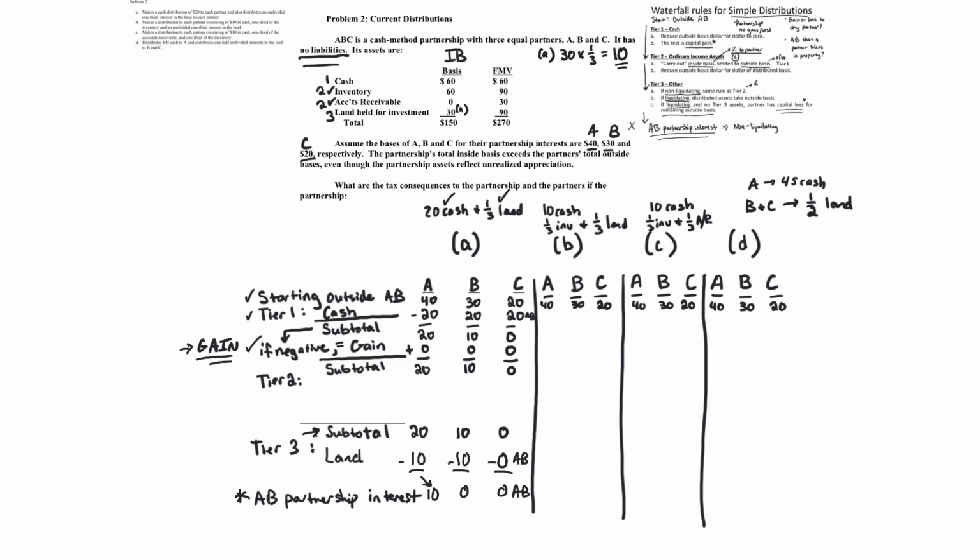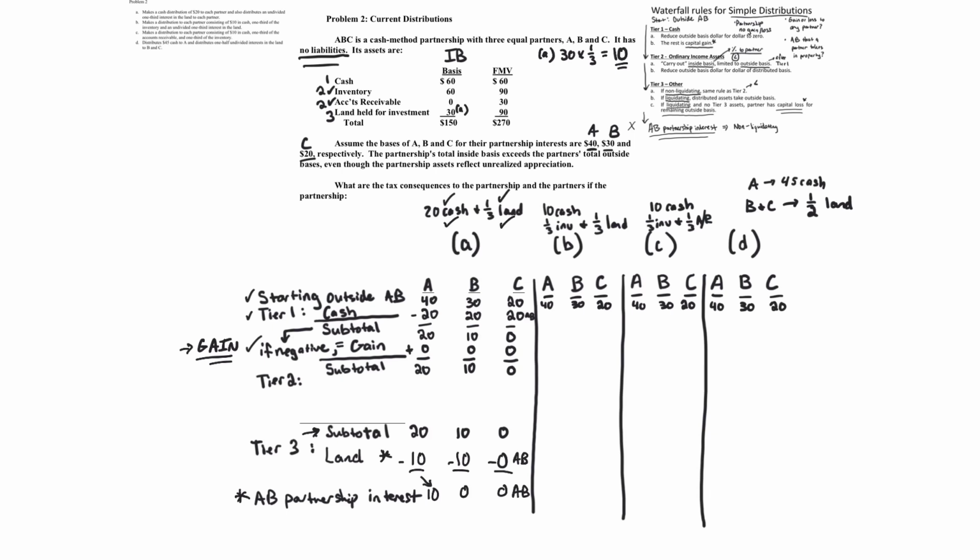So remember, the partners received $20 of cash and 1/3 land. Of course, the basis of the cash is 20 to each partner, and the 1/3 land is answered here. This gives us the adjusted basis, 10, 10, and 0. But remember, since it's a non-liquidating distribution, we also have the adjusted basis in the interest left over, which is 10, 0, and 0 respectively.